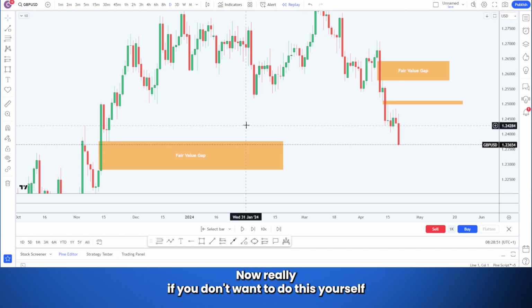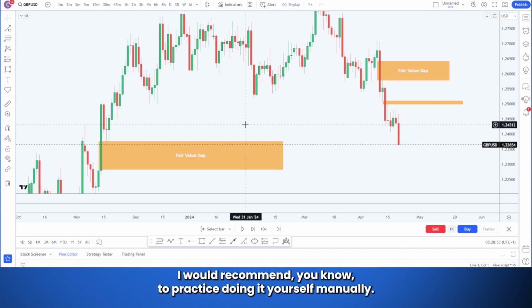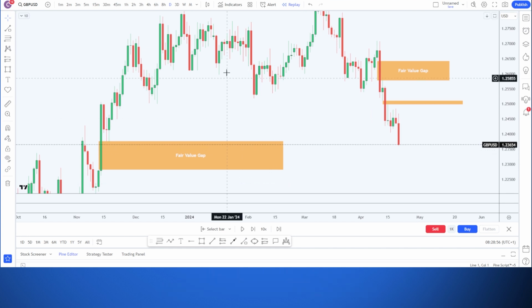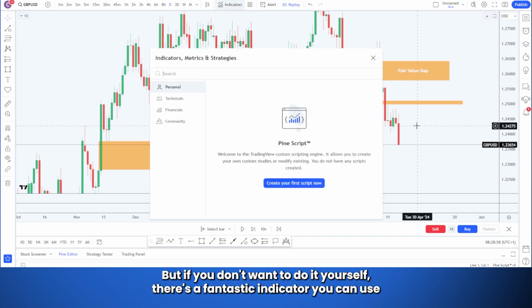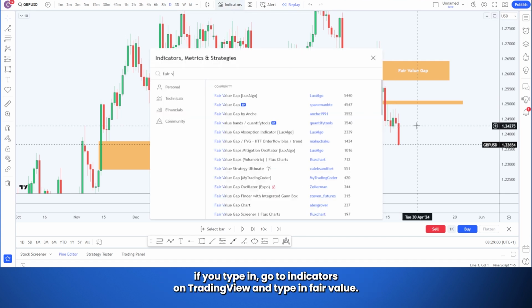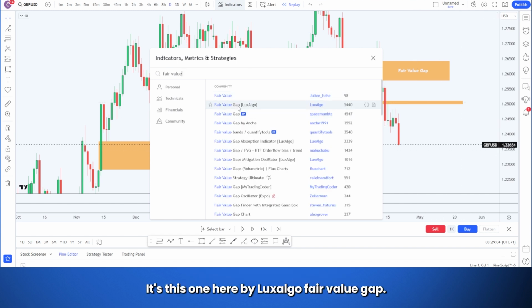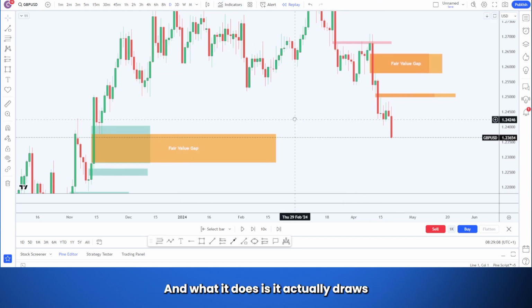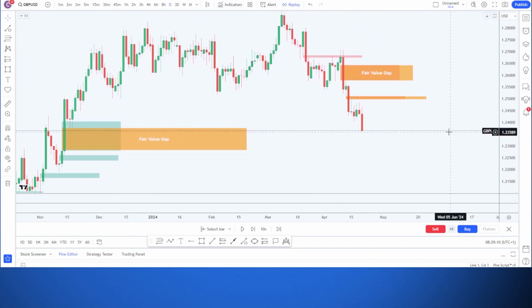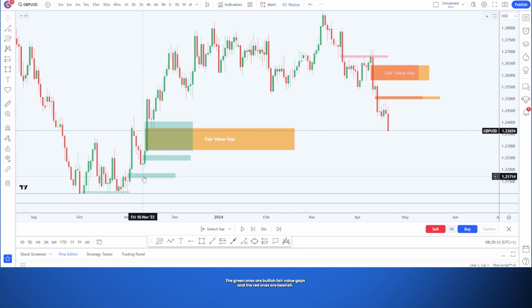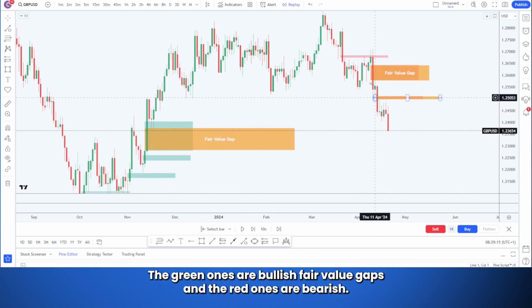Now really, I would recommend you practice doing it yourself manually. But if you don't want to do it yourself, there's a fantastic indicator you can use. If you go to indicators on TradingView and type in fair value, it's this one here by Lux Algo, fair value gap. And what it does is it actually draws the fair value gaps on for you. The green ones are bullish fair value gaps and the red ones are bearish.